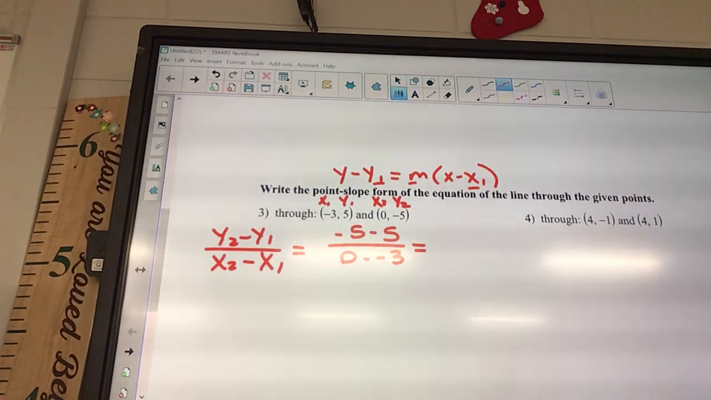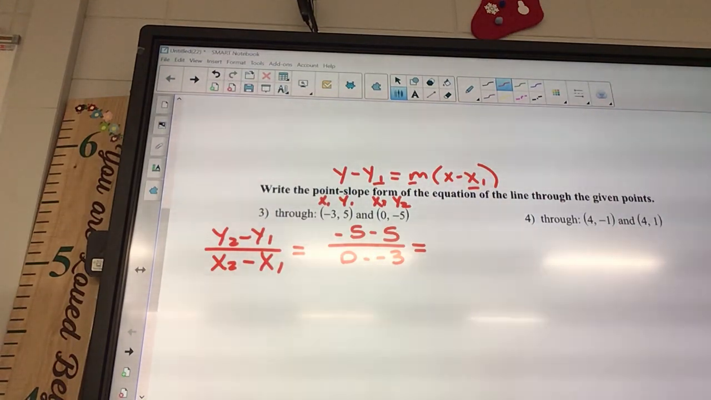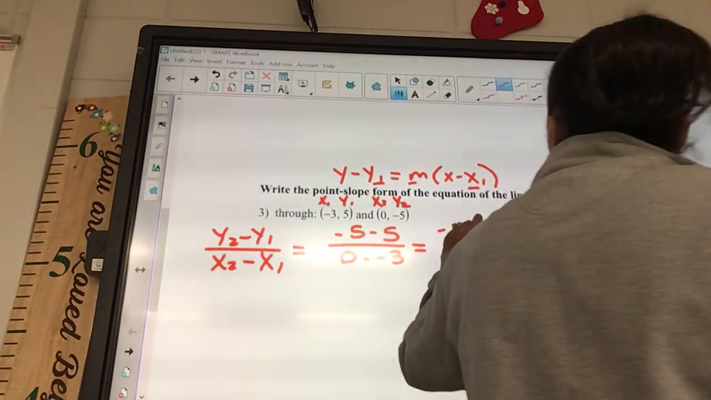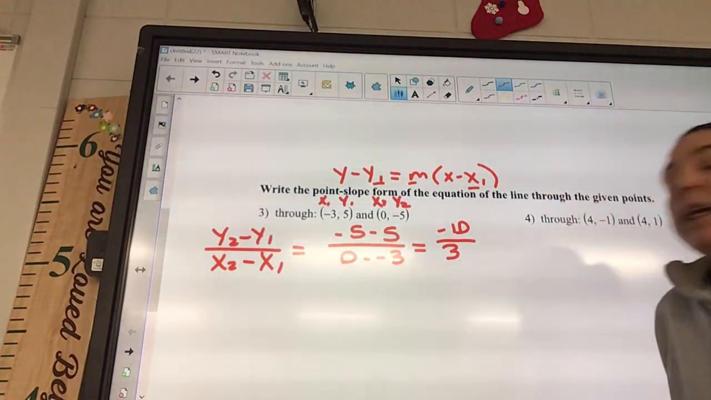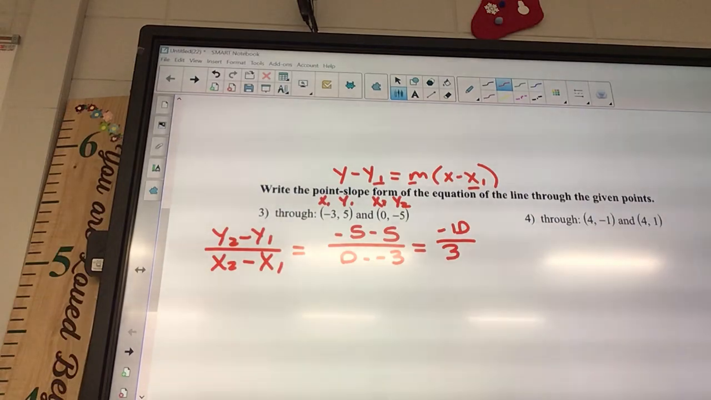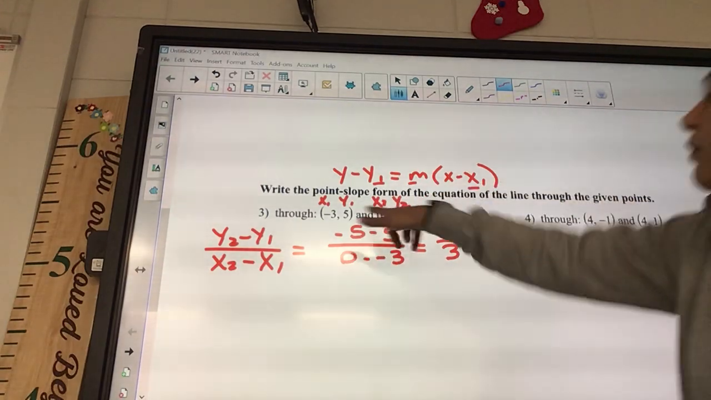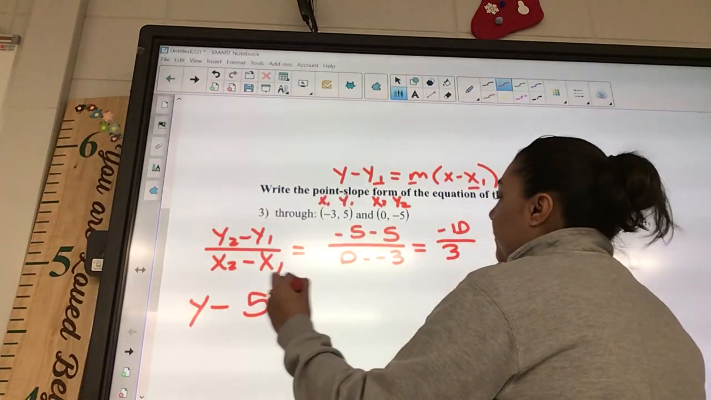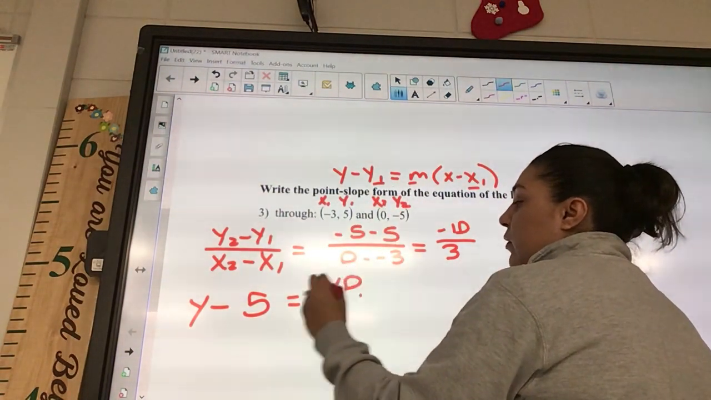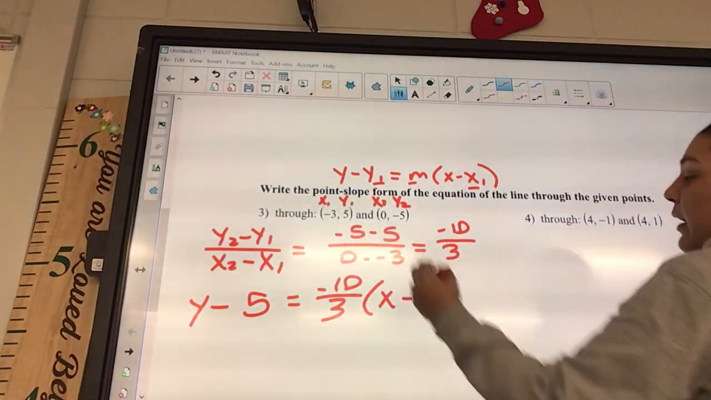What'd you guys get? Negative 10 over 3? Somebody agree with that? Yeah, good. Okay, what is negative 10 over 3? What did we just find? It's the slope. Okay, so now we have a slope and we have points up here. So now we can use point slope. Okay, so we're going to say y minus my y1 is 5. And my slope is negative 10 over 3. X minus, and my x1 is negative 3.